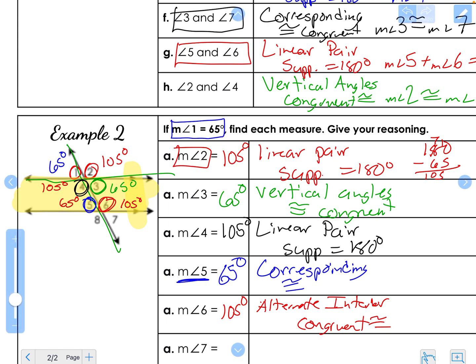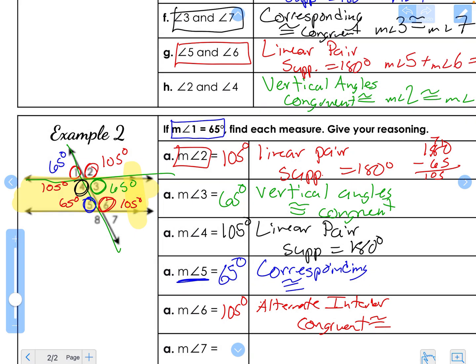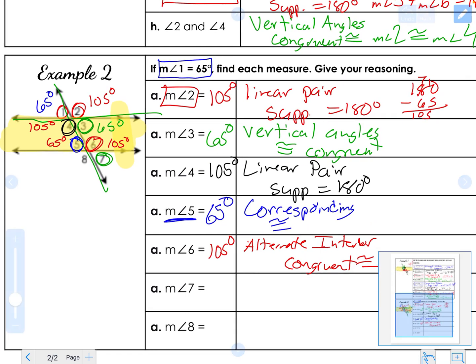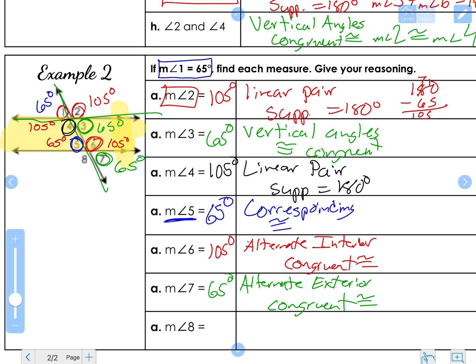All right, so now I'm going to look at 1 and 7. 1's over there, 7's over here. They're both exterior, and they're on opposite sides of the transversal. So that means they are alternate exterior angles, which means they are congruent. So that means angle 7 is the same as angle 1, and so angle 7 is 65 degrees.